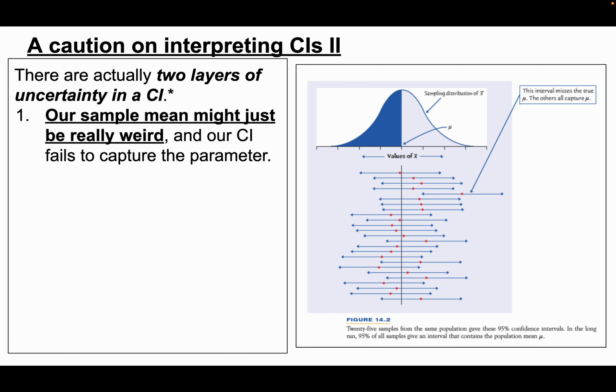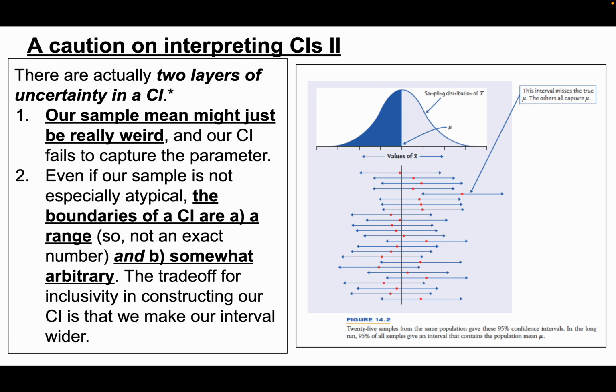So on that note, there are two layers of uncertainty in a CI. Our sample mean might just be really weird, and our confidence interval fails to capture the parameter. But even if our sample is not especially atypical, the boundaries of a confidence interval are not an exact number, and they're somewhat arbitrary, right? So we have to select our z sub c, and there's no necessarily correct way to do that. There are just additional ways of doing so.